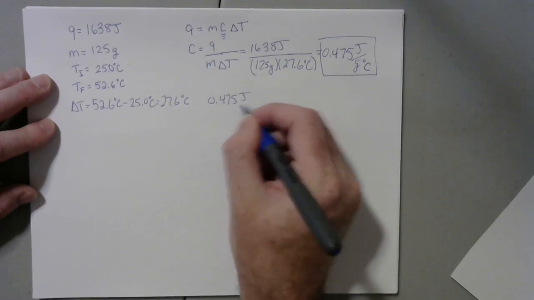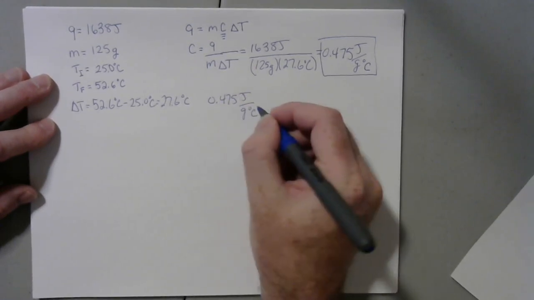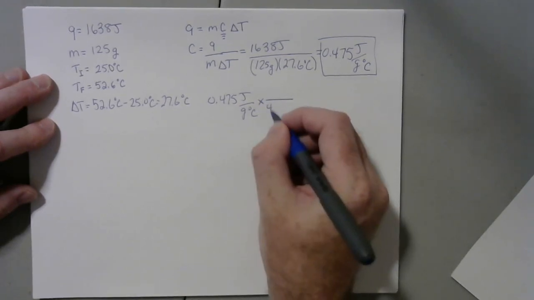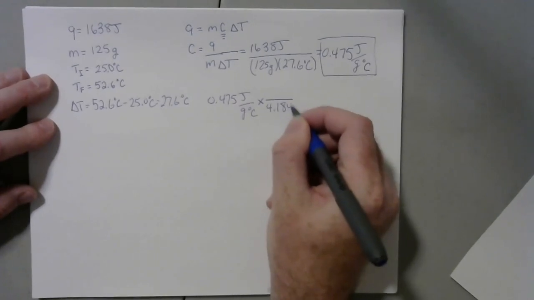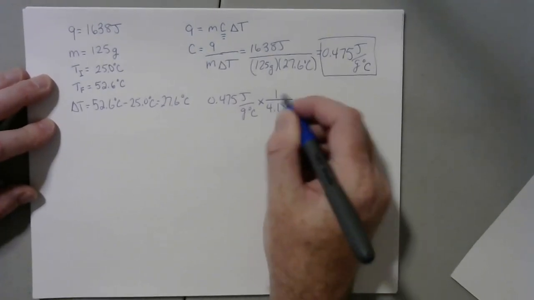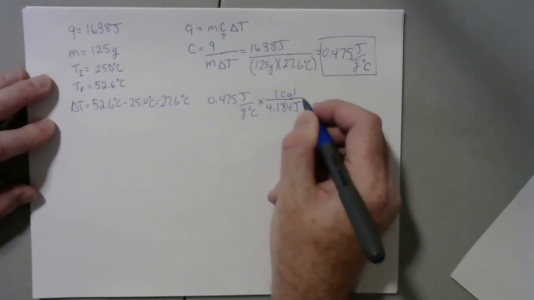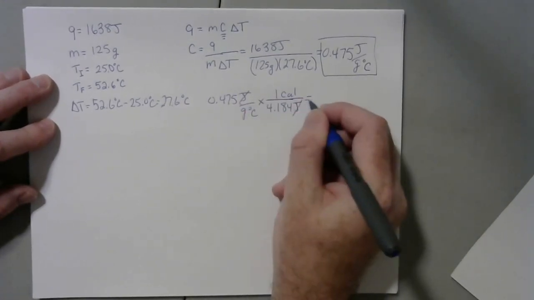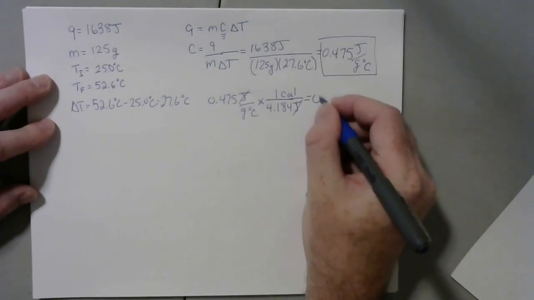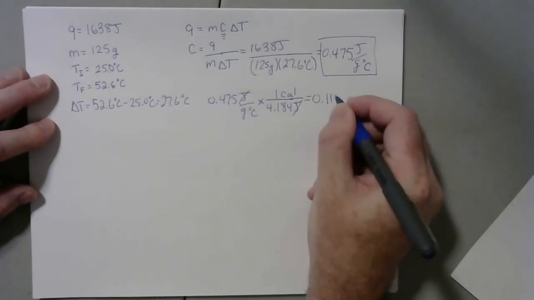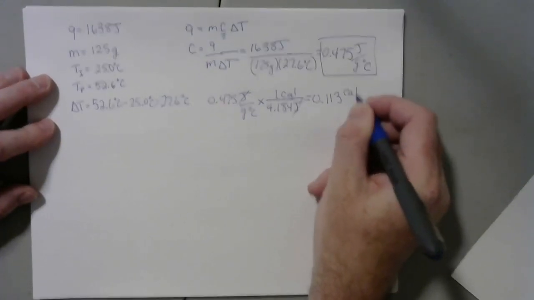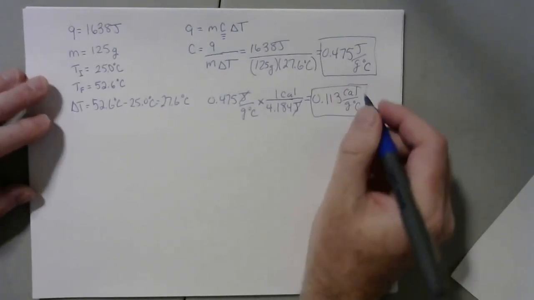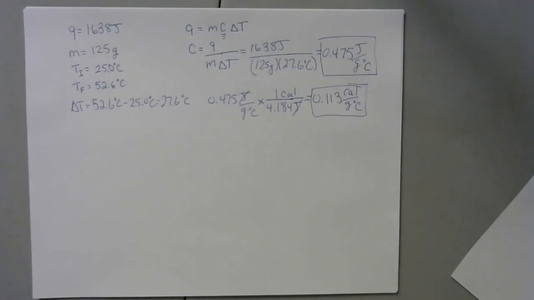0.475 joules per gram degree Celsius. All I need to do is convert the joules to calories, and as we mentioned before, there's 4.184 joules per 1 calorie. Joules will cancel, and you're left with calories per gram degree Celsius. And so that's going to be 0.113 calories per gram degree Celsius. And then that is, in fact, your answer.